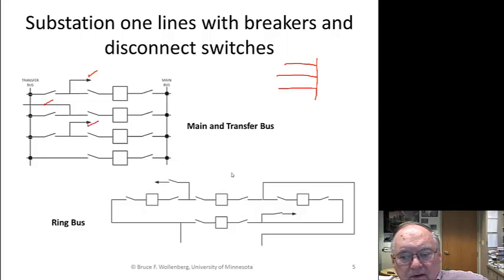This one down here is called a ring bus. The interesting thing is that if I have a fault on this line here, I'd have to open 2 breakers to isolate the transmission line, but that doesn't disconnect anything else from the bus. So just opening those 2 breakers, all of the remaining transmission lines, with the exception of this one, are still connected together. That's the advantage of a ring bus.